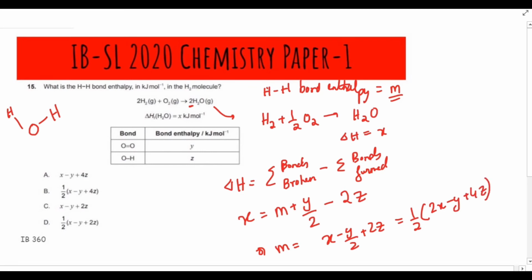Unfortunately, our solution doesn't match with any of these options. But what we can assume is that they have missed a 2 in front of this X. So obviously option B is the closest answer.